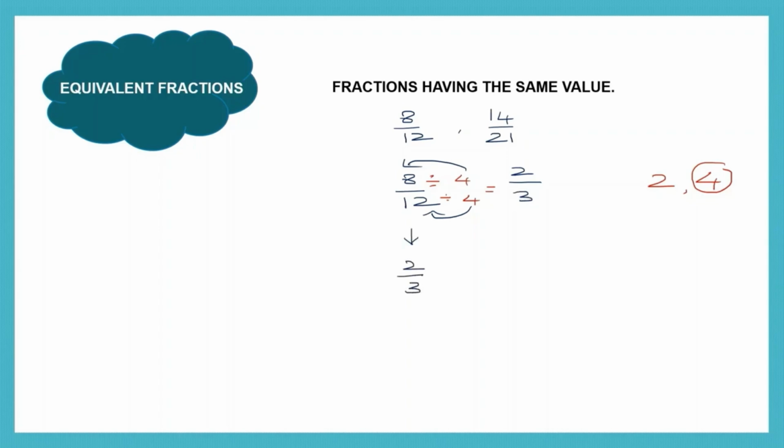Now let's try and reduce 14 by 21 also to the lowest term and see what we get. So I have 14 by 21. Now let's reduce this to the lowest term. Think of a number that can divide both 14 and 21. Both these are in the tables of 7, isn't it? So let's divide both by 7.